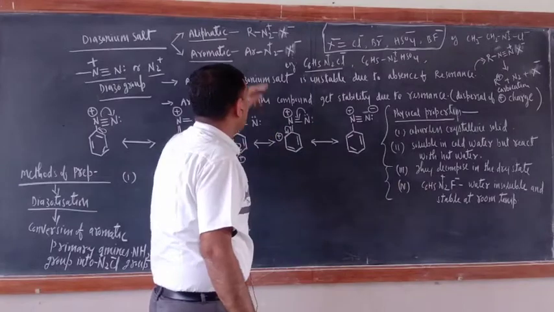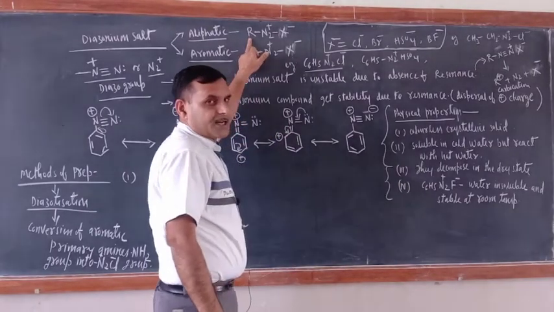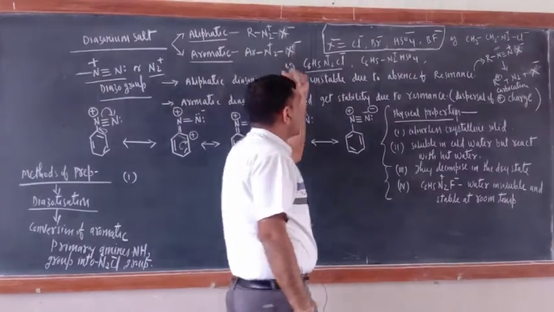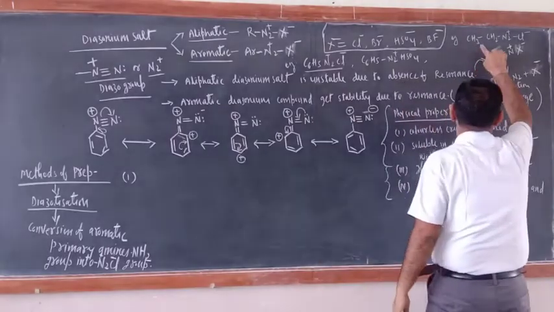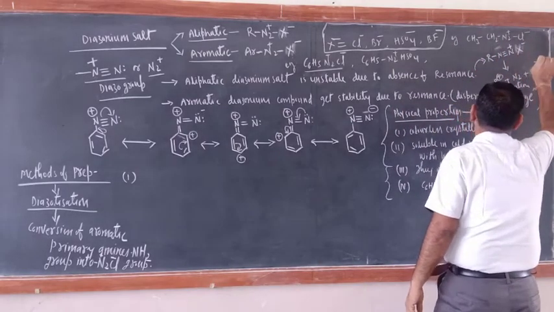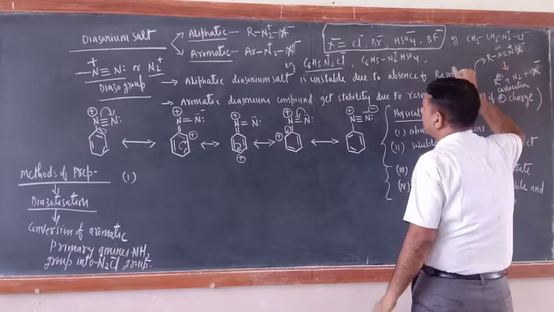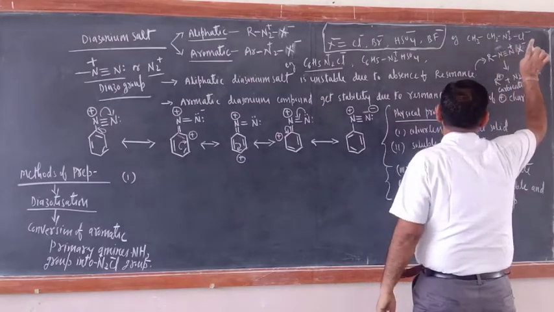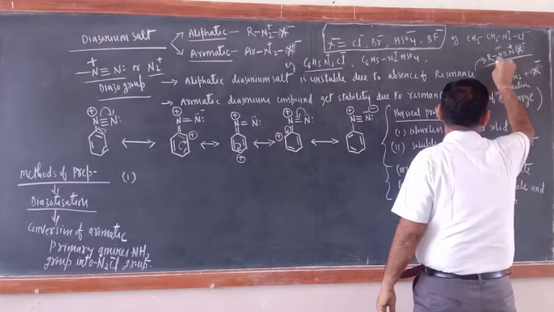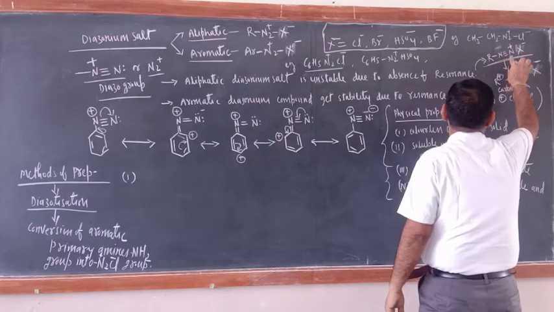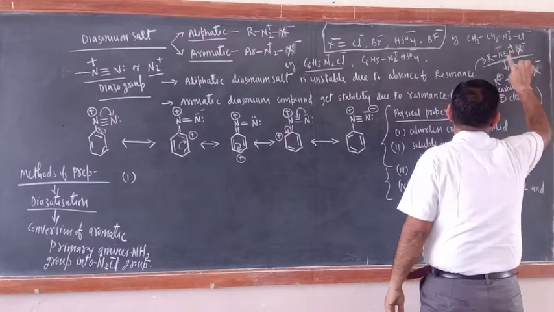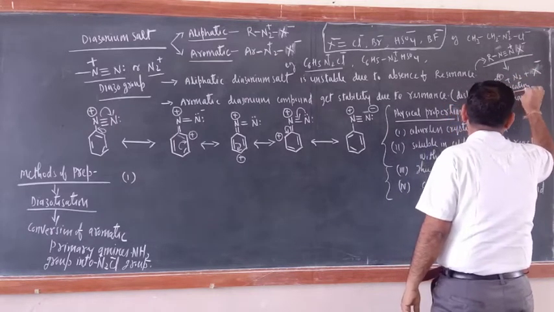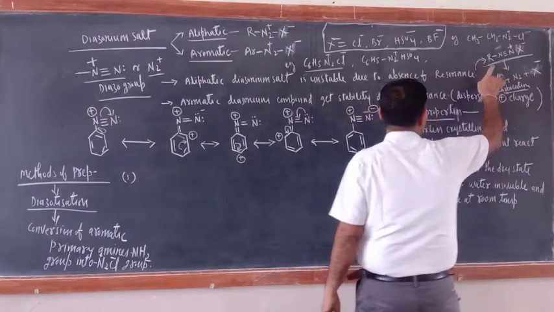Now try to understand, if an R group is there, that is aliphatic. If an Ar group is there, that is aromatic. As far as aliphatic diazonium salt is concerned, I wrote here CH3CH2N2 positive, Cl negative. This aliphatic diazonium salt is highly unstable because resonance is not found here. So for an aliphatic diazonium salt, R-N≡N positive X negative, it will dissociate into R positive, N2 and X negative. R positive is a carbocation. So that is why they are unstable.